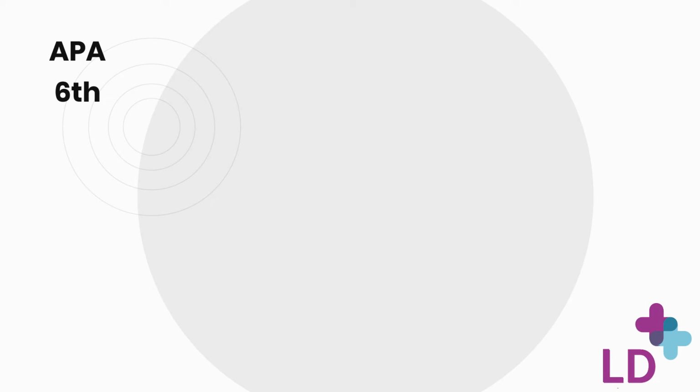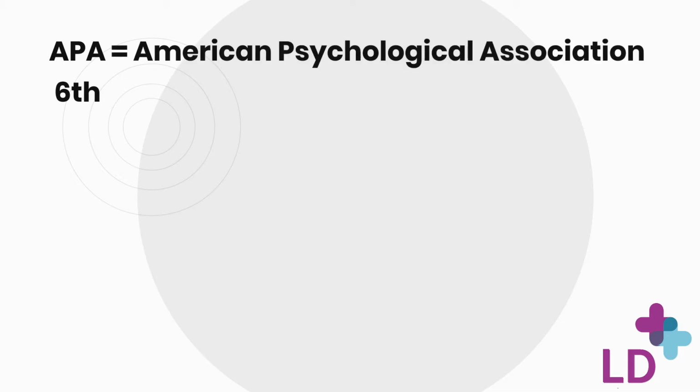Let's start with the basics. What is APA 6? APA stands for the American Psychological Association, who have created this particular referencing system. The 6th simply means that we are using the 6th edition of the system.